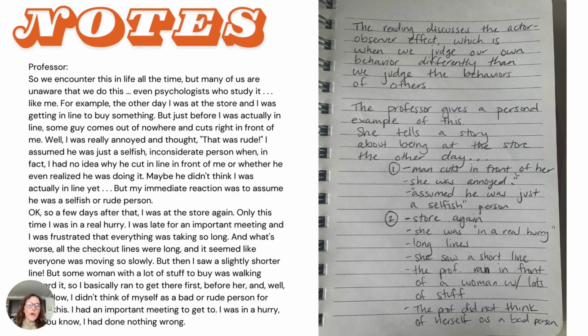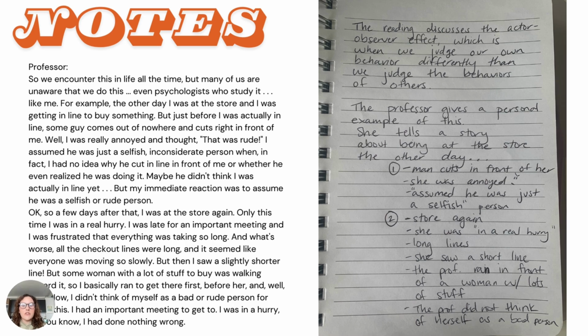And then I give a quick definition of actor-observer effect. The actor-observer effect, which is when we judge our own behavior differently than we judge the behaviors of others. So I'm summarizing very quickly in one sentence what actor-observer effect is. And because this is from the reading, it is in my own words, it's paraphrasing. Then we move quickly on to the lecture.